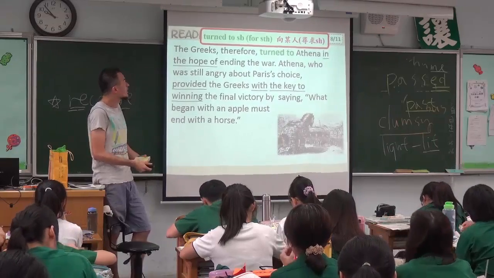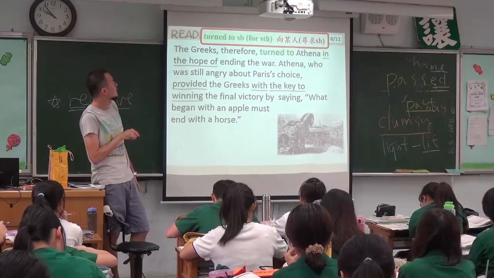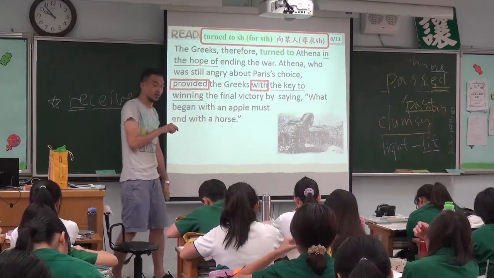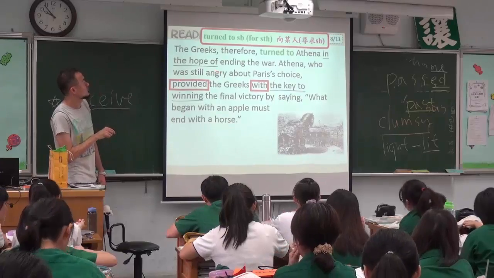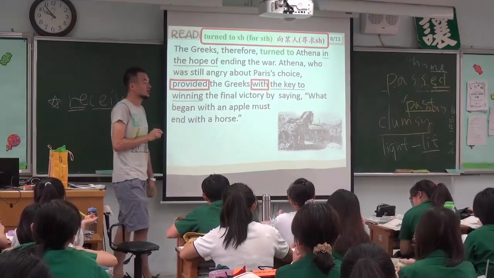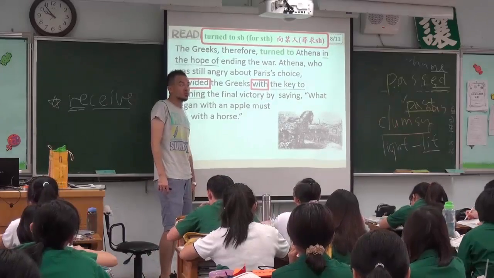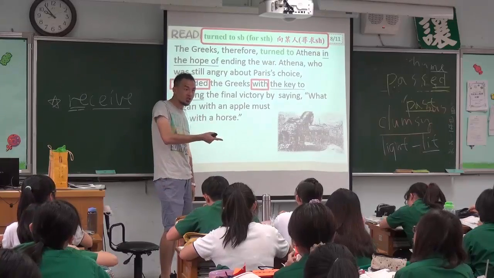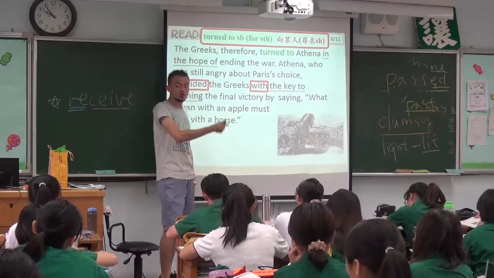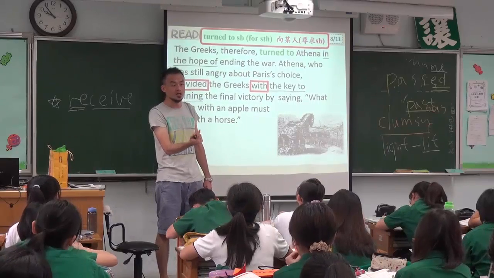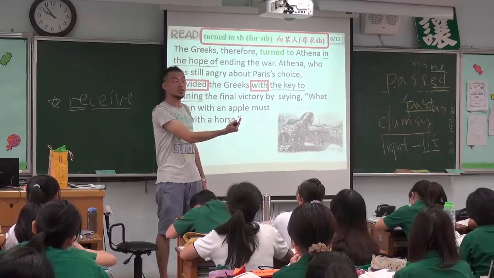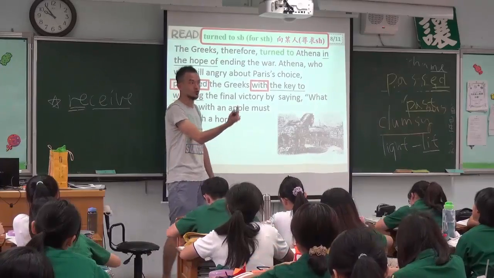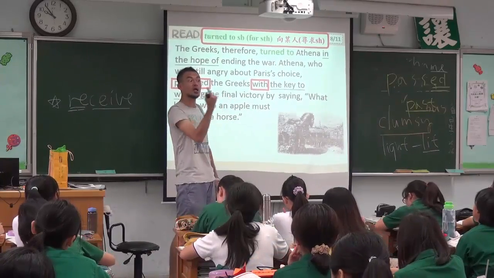It's okay. And here like Athena, who was still angry about Paris' choice, provided the Greeks with. Here, provide somebody with something. It's okay. Yeah, but here what about provide something? 如果这个地方你说，德国提供难民足够的食物，Germany provided the refugees with enough food。或者我倒过来说，Germany provided enough food。这边 provide something to another person. So you can say Germany provided enough food to the refugees. Give something to somebody. Okay?